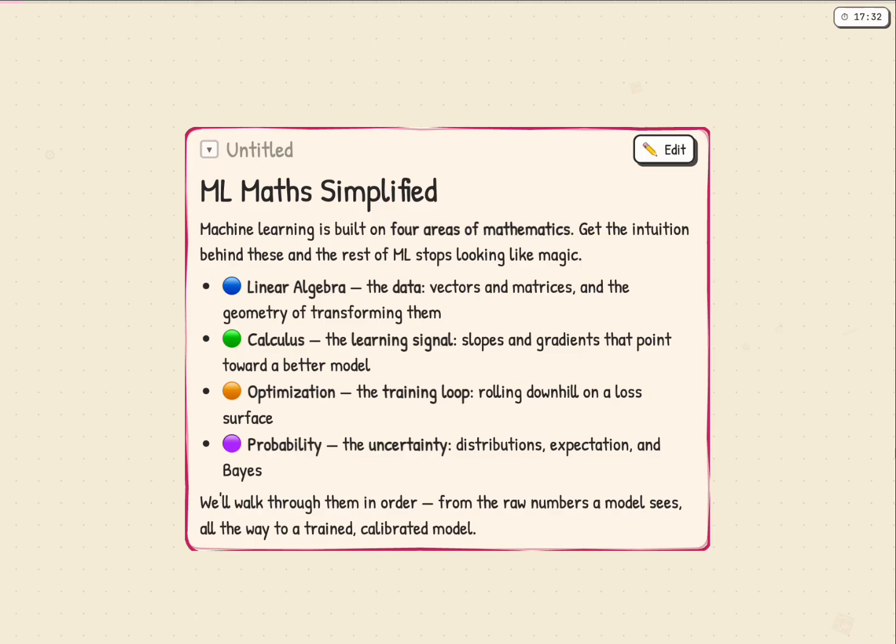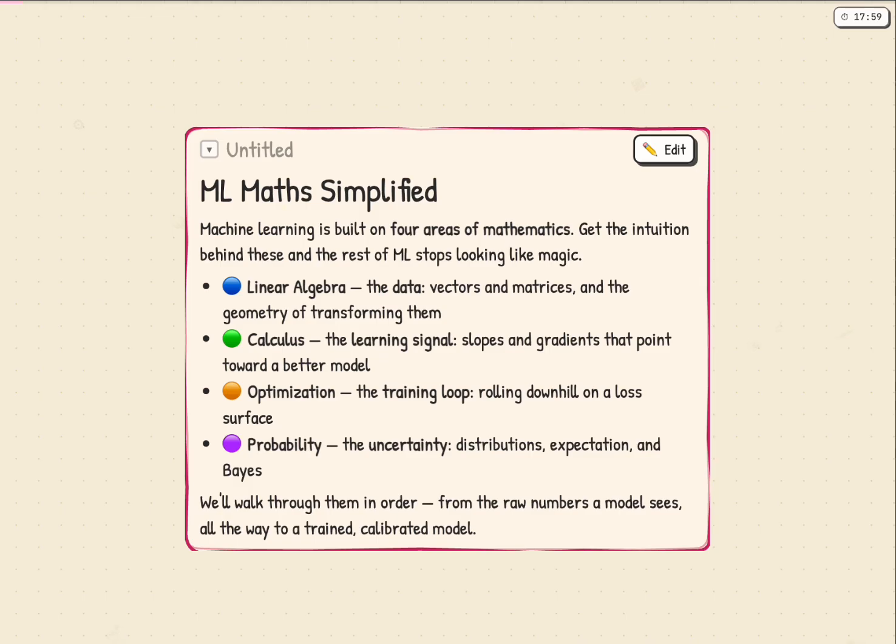They become obvious. Everything in modern machine learning is built on 4 areas of maths: linear algebra, that's the data, vectors and matrices, and the geometry of moving them around; calculus, that's the learning signal, slopes and gradients that tell the model how to get better; optimization, that's the training loop, rolling downhill on a landscape of error; and probability, that's how we handle uncertainty.